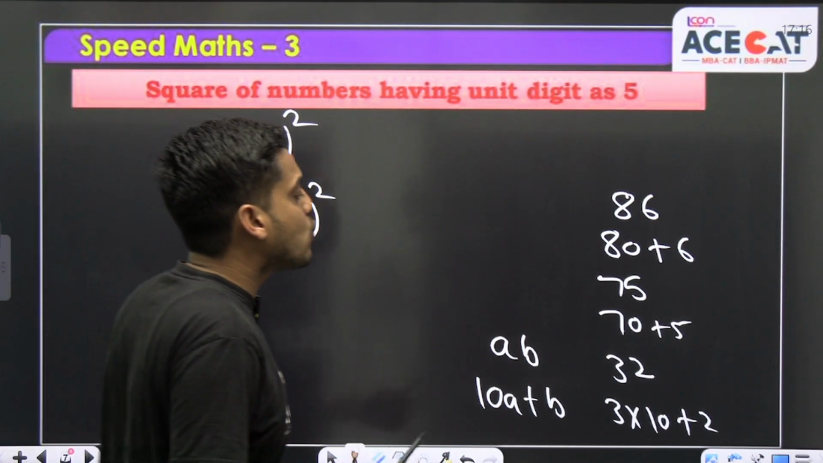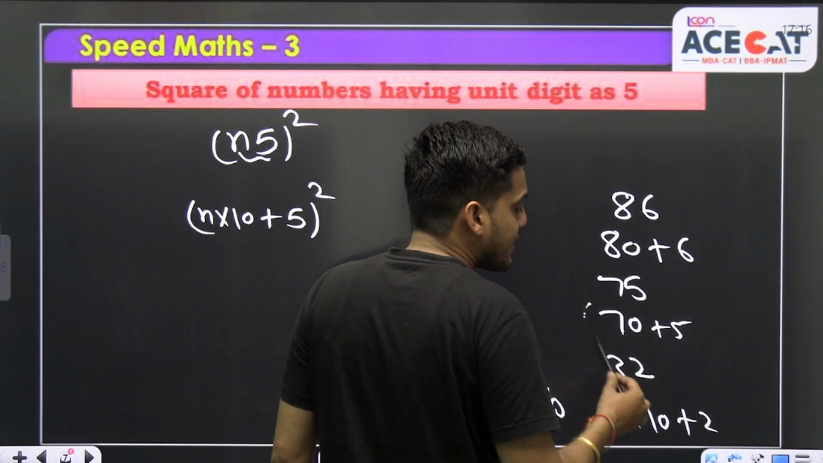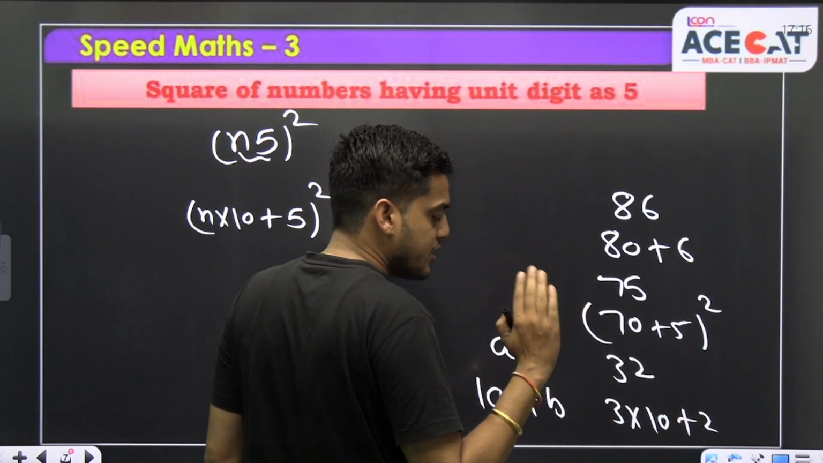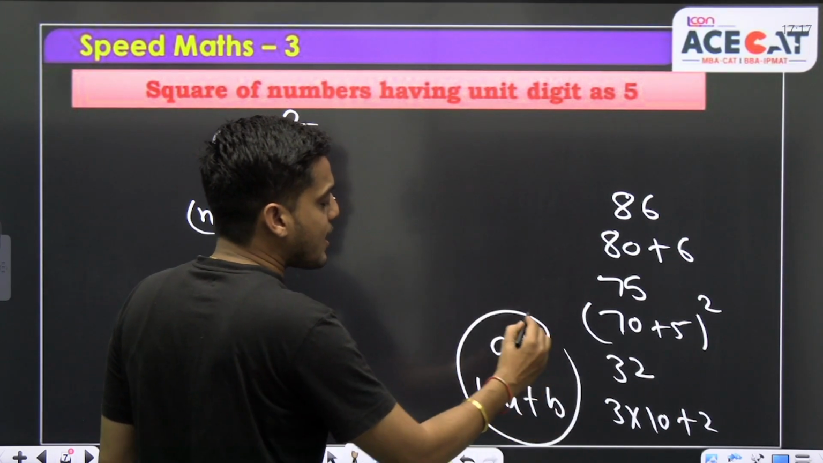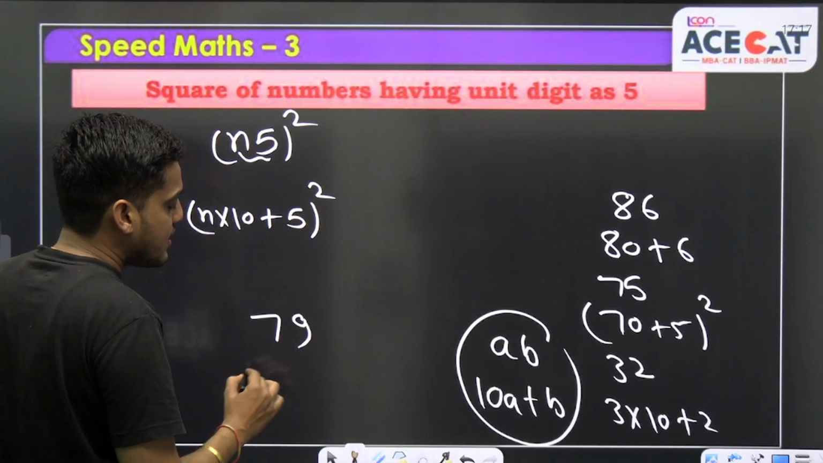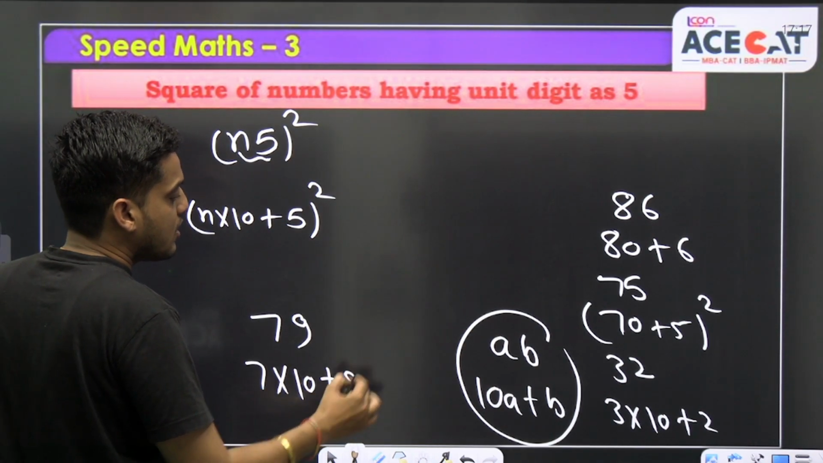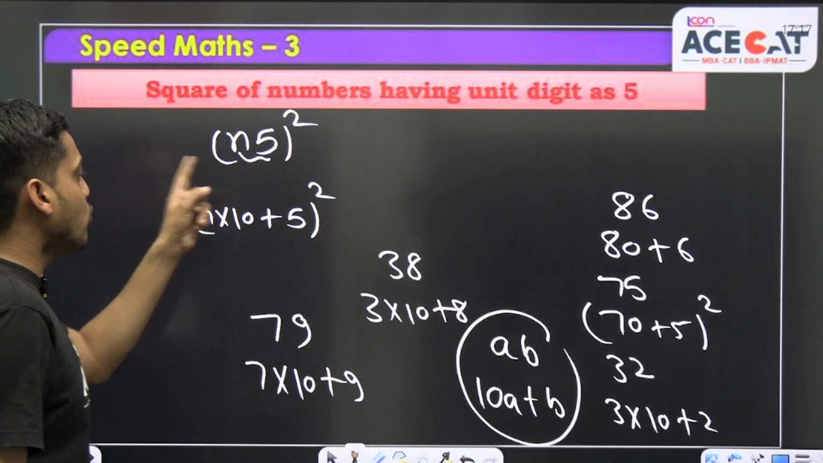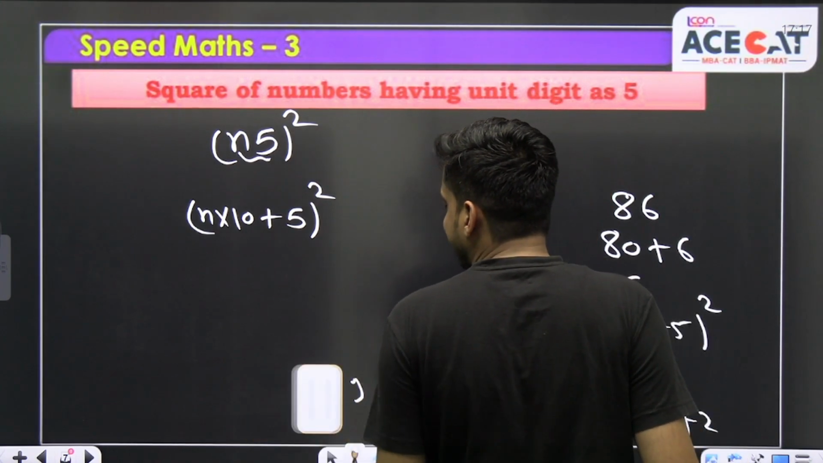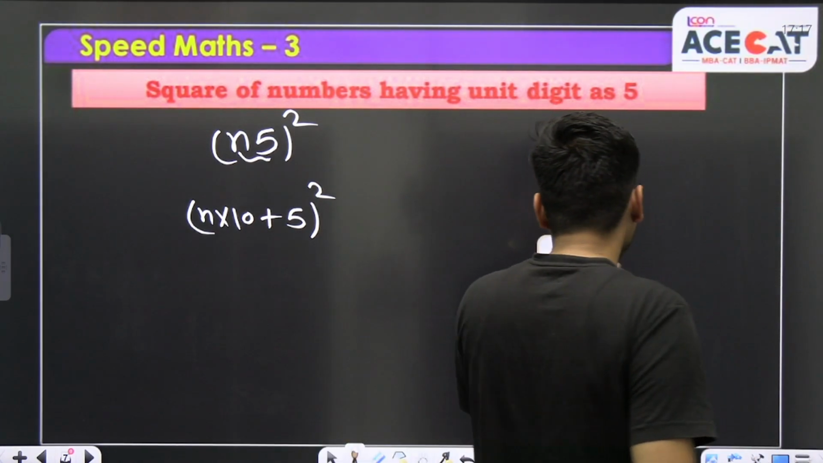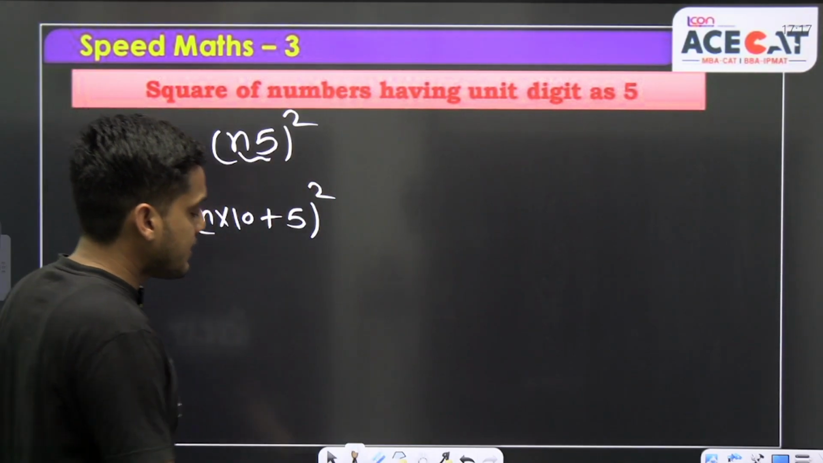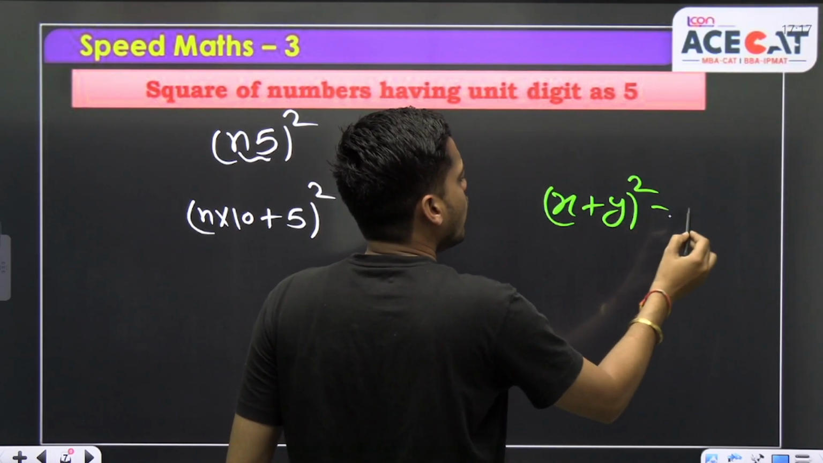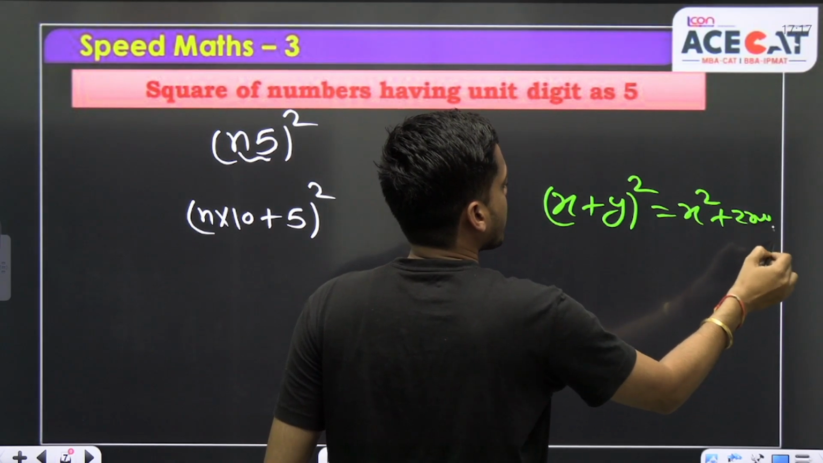If I need to find out the square of 75, can I write 70 plus 5 whole square? I think it is clear to you, guys. AB is nothing but 10A plus B. If I am writing a number like 79, it means 7 into 10 plus 9. 38 means 3 into 10 plus 8. Very, very simple this is. So if a 2-digit number is n5, it means 10n plus 5. That's it. In the previous class, we wrote this formula: x plus y whole square is x square plus 2xy plus y square. There is no issue in that.